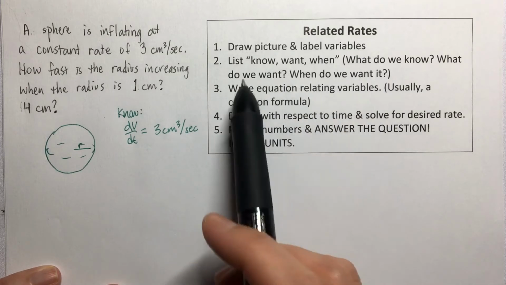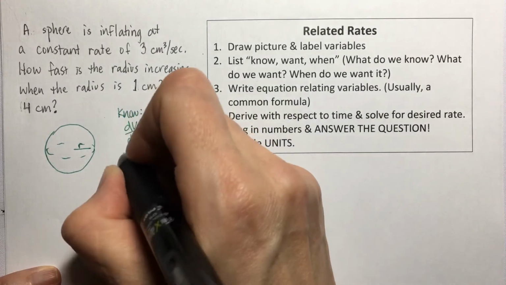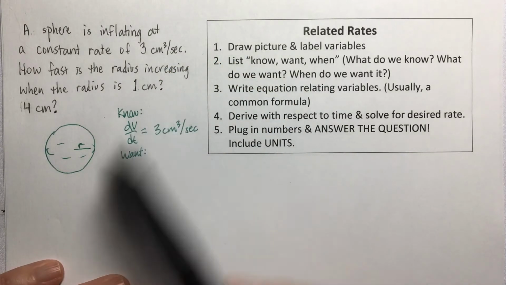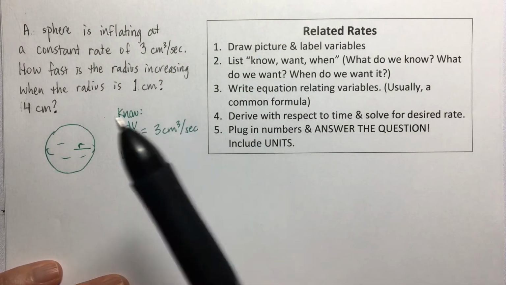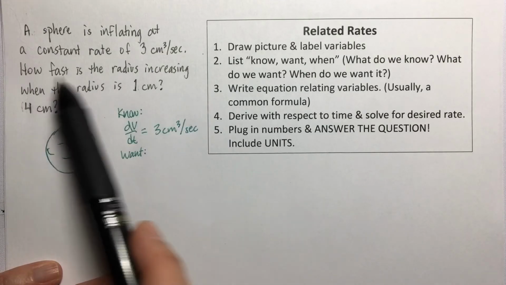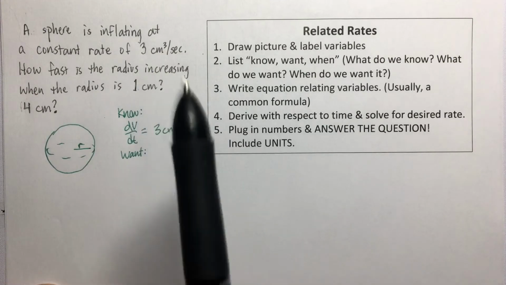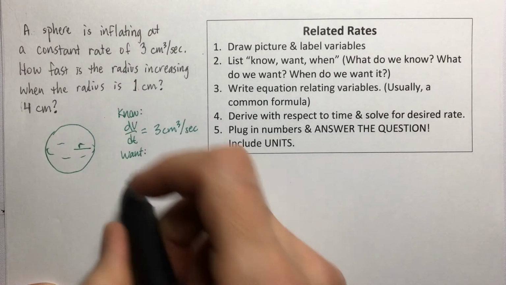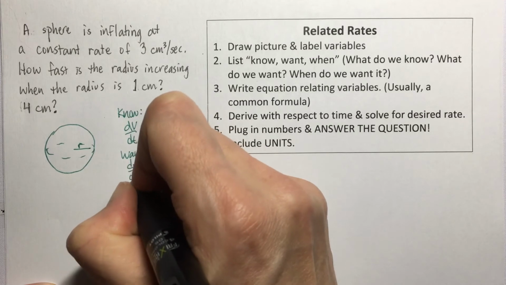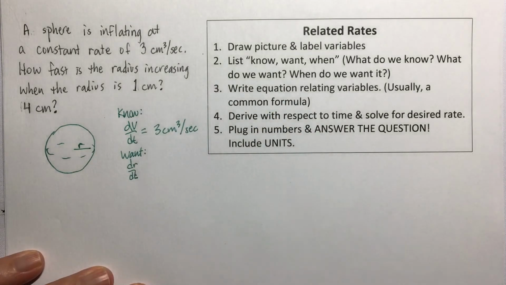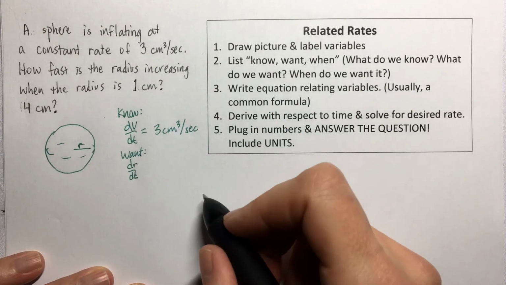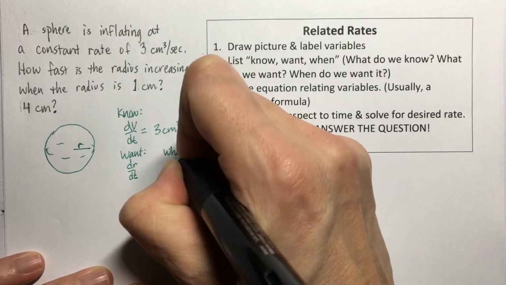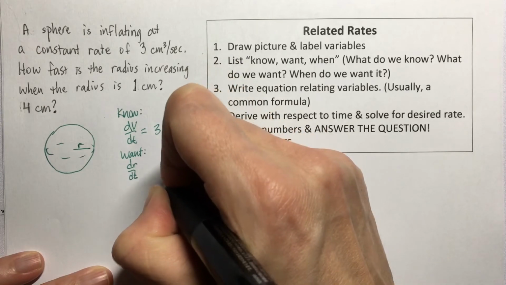And then what is it that we want? Well, the thing we want, how fast is the radius changing? And on these steps, we're going to end up doing a lot of translating from English to math. Like, how fast is the radius increasing? So the thing we want is actually translating this to calculus terms. We want dr/dt. And then when do we want it? Now. Oh, wait, there's probably other things that we want. For the when, we want it when r is 1 and also when r is 4.